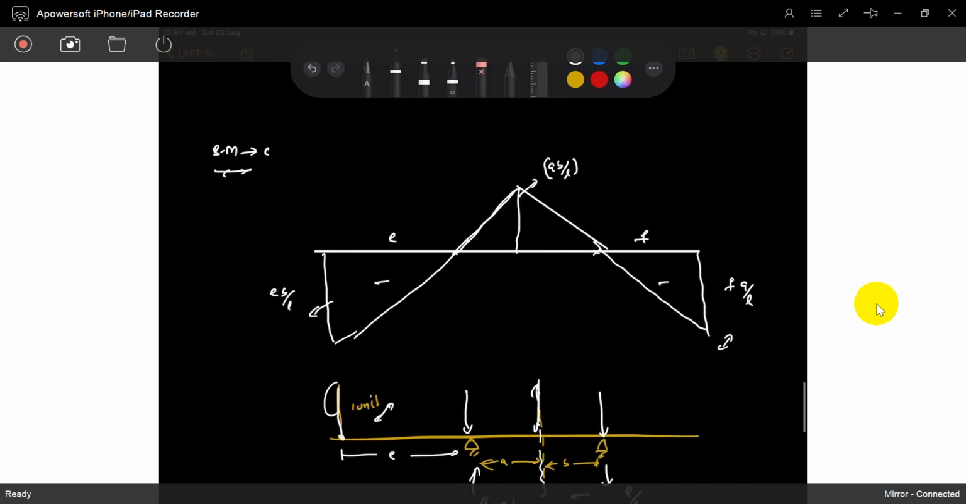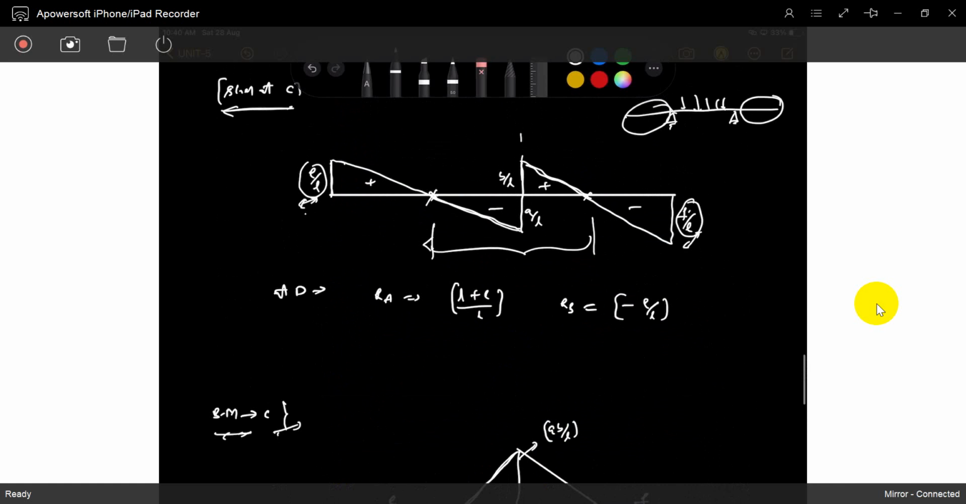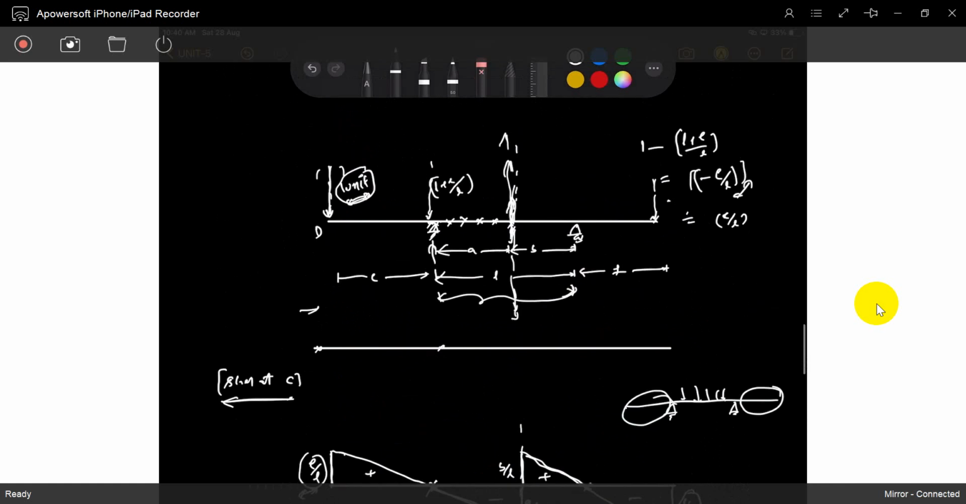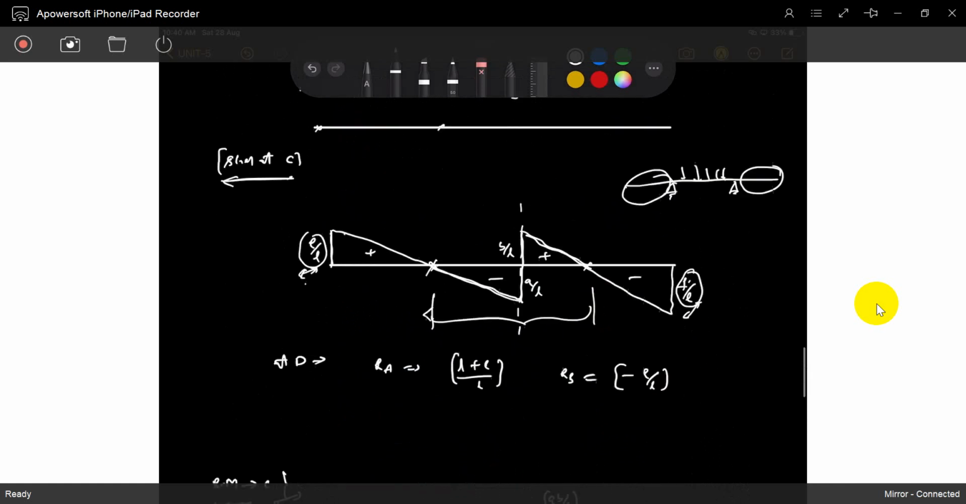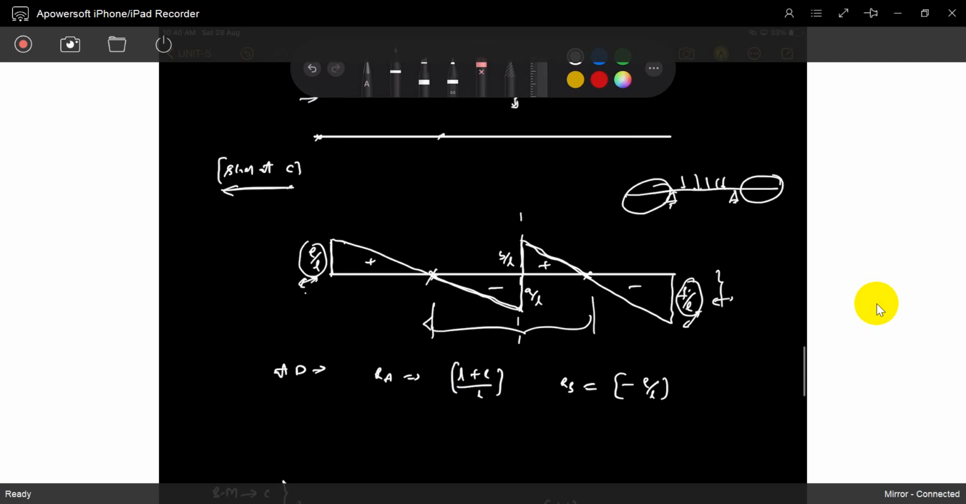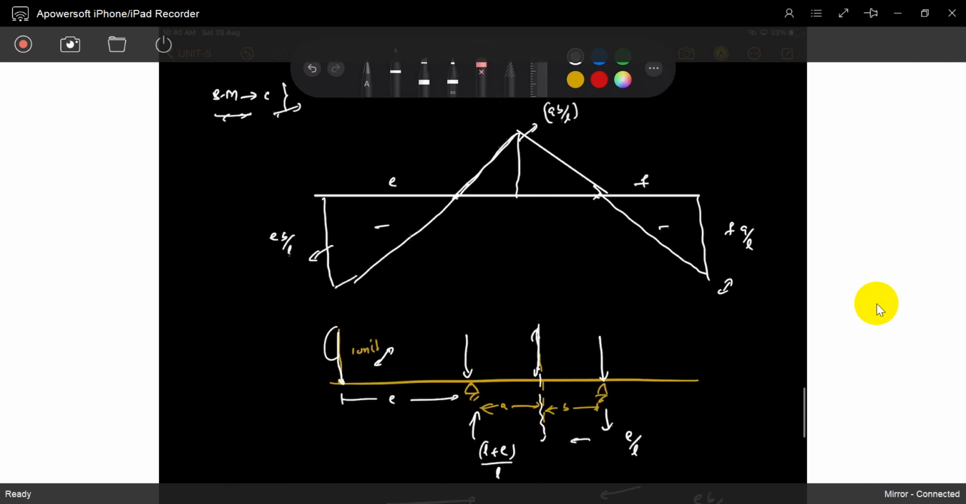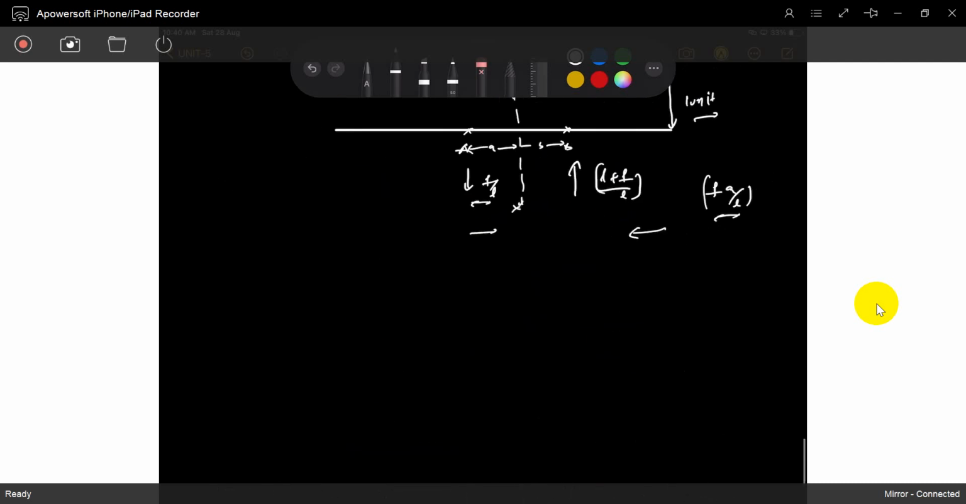This is the ILD for bending moment at this location, C location. This is the shear force for this location. So by the same idea, I will develop it for another beam also. I will just give a training on how the ILD is.